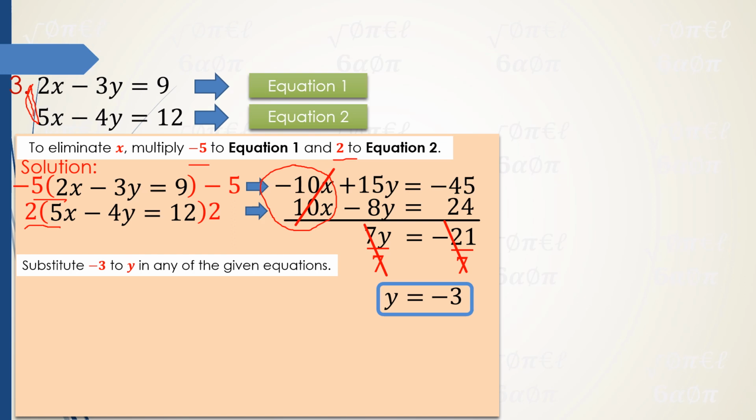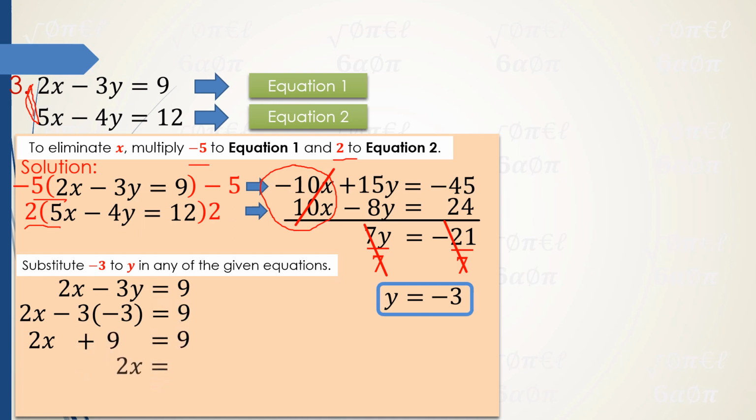Substitute naman natin yung negative 3 sa y sa kahit na anong given equation. Okay. So, mas madali tignan yung first equation. So, 2x plus 3y equals 9. Papalitan na natin yung y ng negative 3. So, 2x, negative 3 times negative 3 is positive 9. That is equal to 9. Transpose na natin yung positive 9 para ma-isolate na yung x. So, magiging negative 9 na siya. And 9 minus 9 is 0. No? Tapos, i-divide natin sa 2.